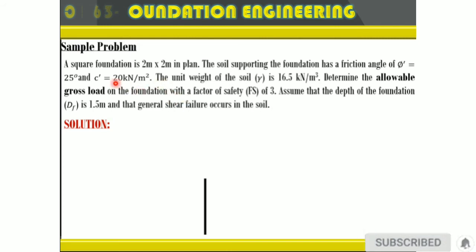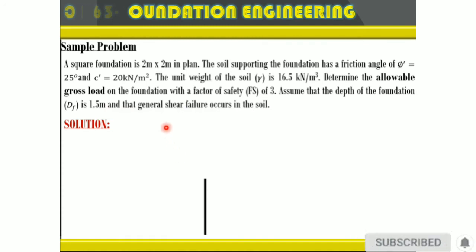So we will proceed now with our sample problem for this day, and this is the problem statement. A square foundation is 2 meters by 2 meters in plan, and the soil supporting the foundation has a friction angle phi prime equal to 25 degrees and C prime equal to 20 kilonewton per square meter. The unit weight of the soil is 16.5 kilonewton per cubic meter. Determine the allowable gross load on the foundation with a factor of safety Fs of 3. Assume that the depth of the foundation Df is 1.5 meters and that general shear failure occurs in the soil.